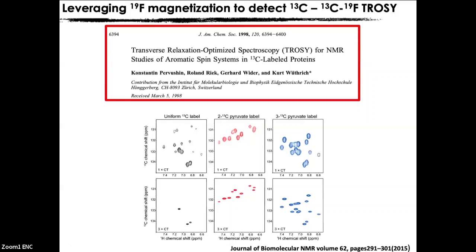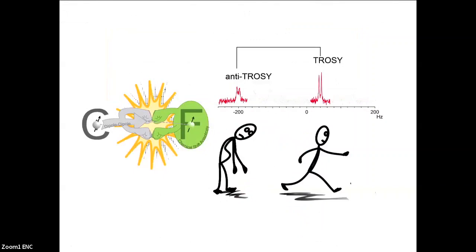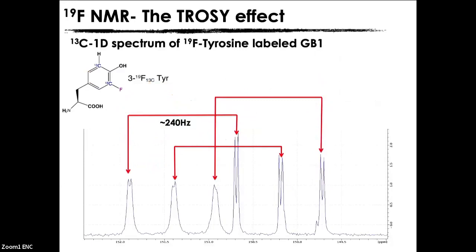At this point, we started thinking about, is there a way that we can combat the 2 evils in relaxation, the CSA and the dipole-dipole relaxation for fluorine NMR? Now, here is a spectrum of, it's a carbon spectrum of GB1 labeled with tyrosine. As you can see, this tyrosine has 2 C13 carbons, one attached to the fluorine and the other attached to the hydrogen.